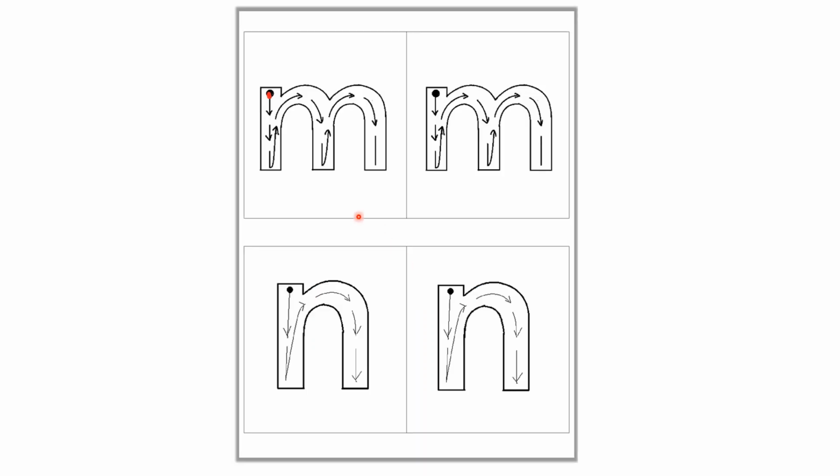Here we are going to learn how to write M and N. Let me show you. We are going to start with this black dot and follow that arrow. Watch first.